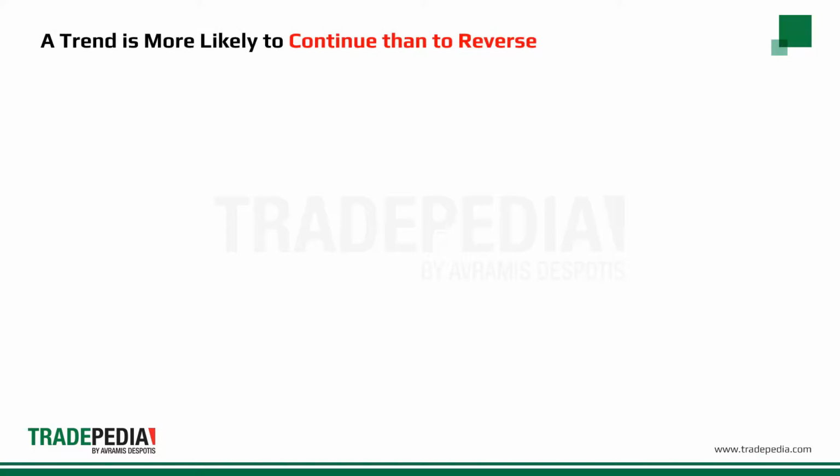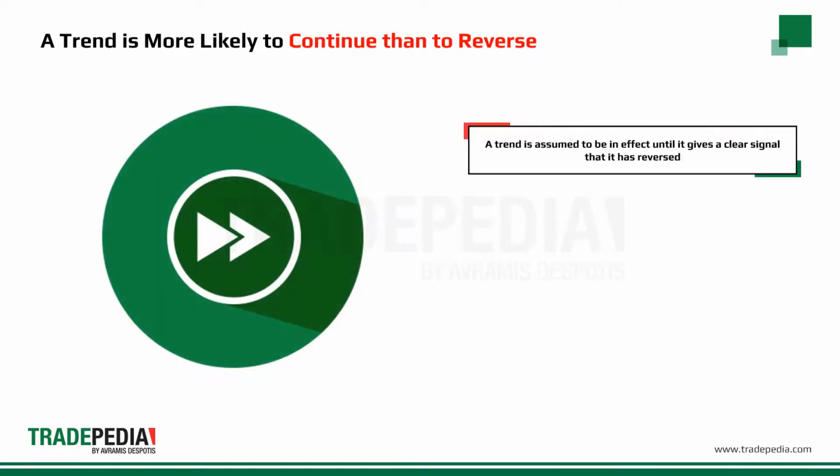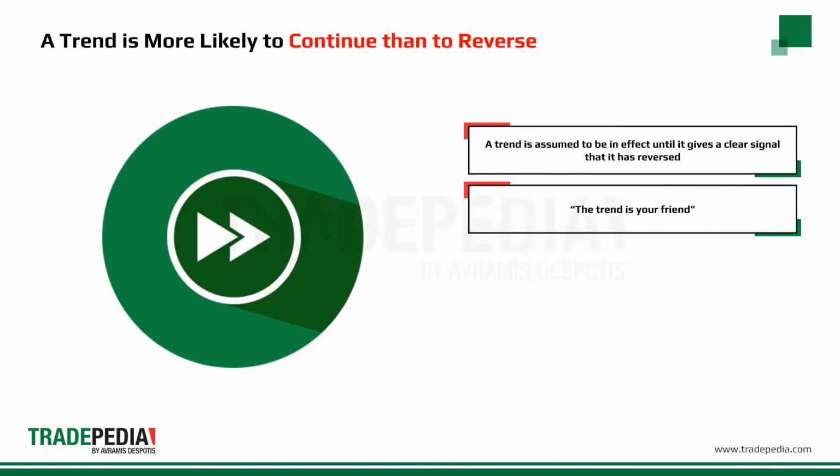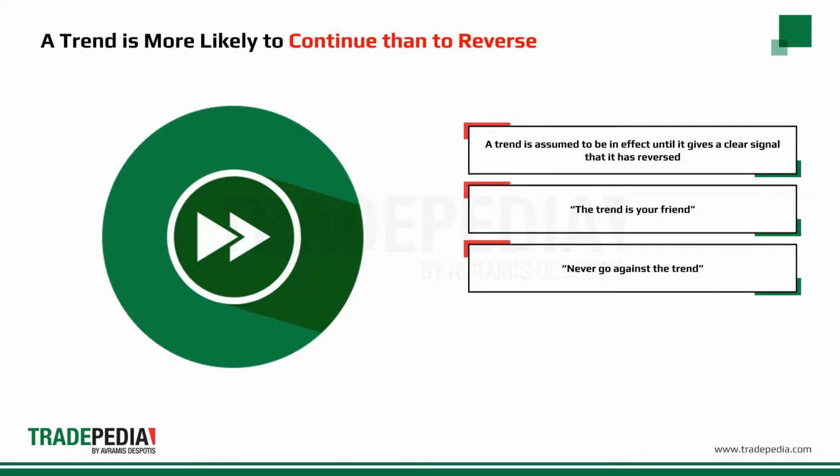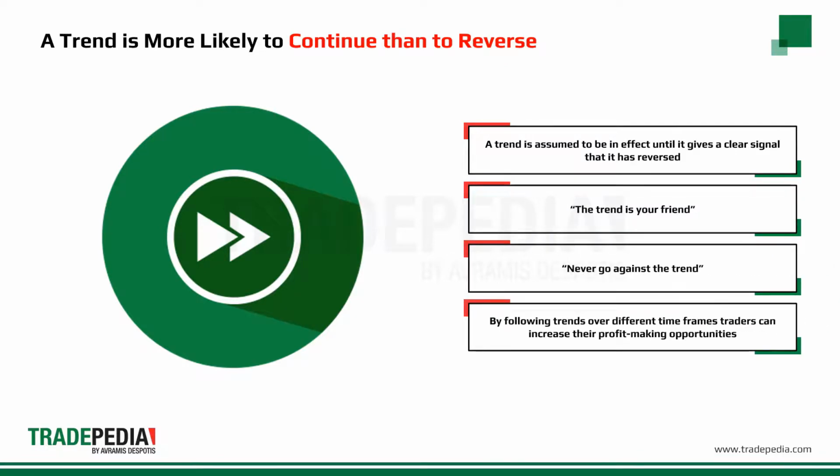Statistically, a trend is more likely to continue than to reverse. This is why a trend is assumed to be in effect until it gives a clear signal that it has reversed. Hence the sayings, "The trend is your friend," and "Never go against the trend." By following trends over different time frames and staying away from markets when they are not trending, traders can increase their profit-making opportunities.